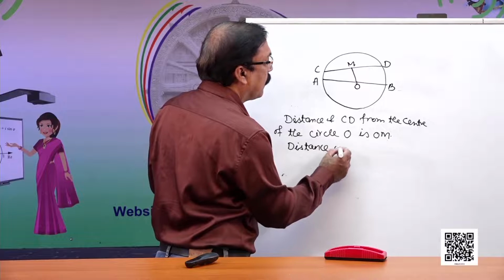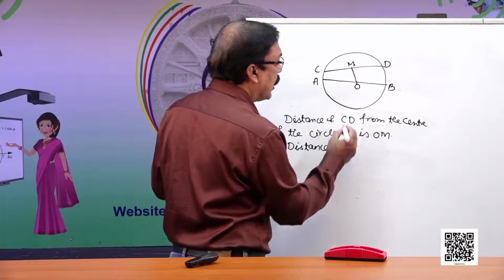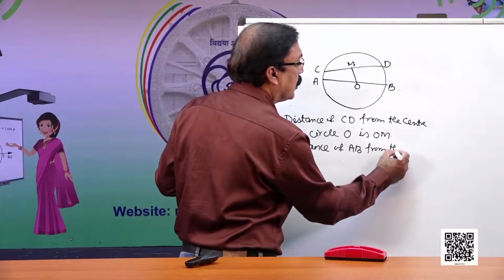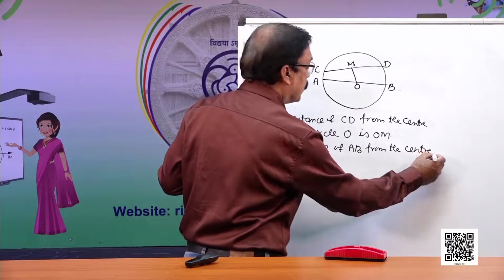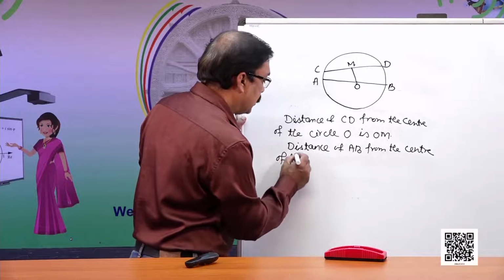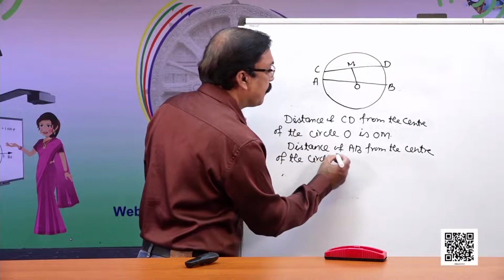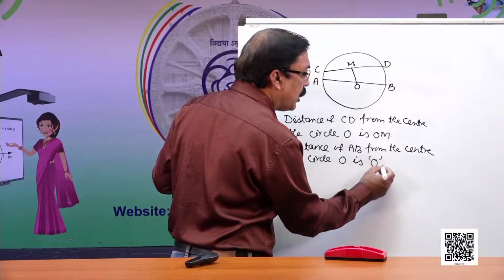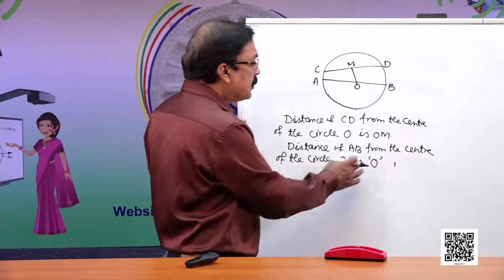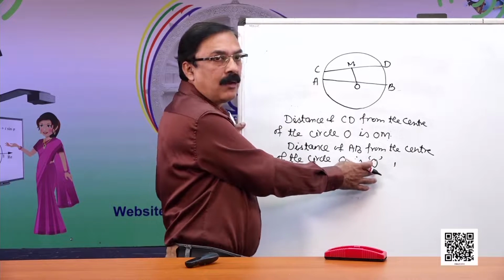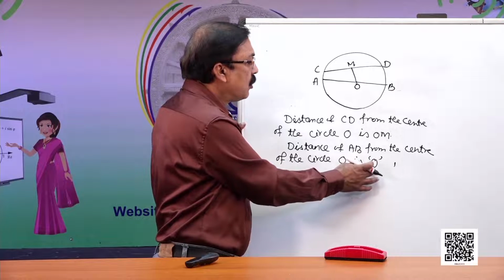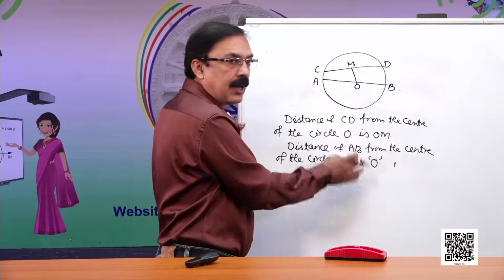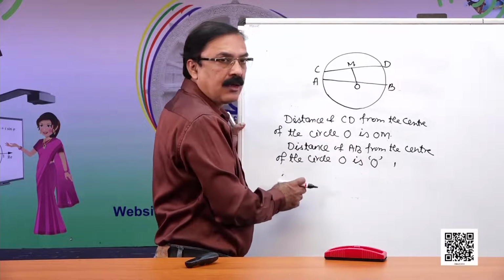the distance of AB from the center of the circle O is 0 here. Literally it is 0. That means we have no other positive number less than 0. So as this is the least distance from the center, it is the longest.